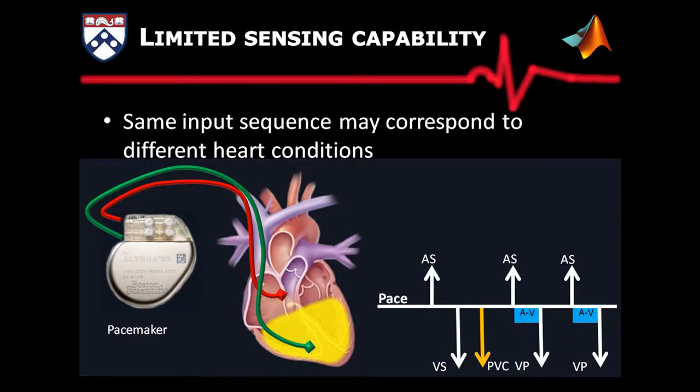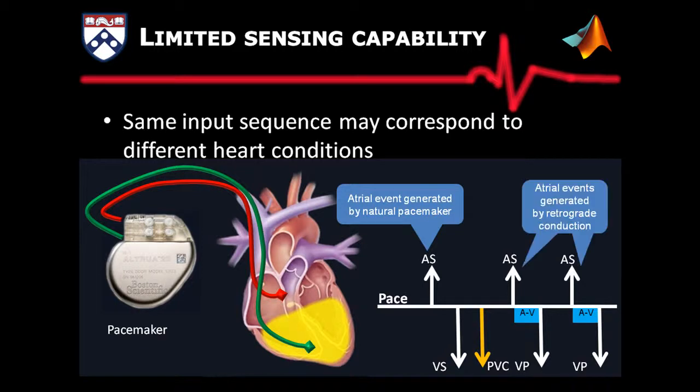The pacemaker has only two leads for sensing. As a result, the same input sequence may correspond to different heart conditions. In the ELT case we just saw, the first atrial sense event was triggered by a heart signal generated from its natural pacemaker. The other two events were generated by backward conduction, but the pacemaker treats them with no differences, leading to inappropriate behavior.